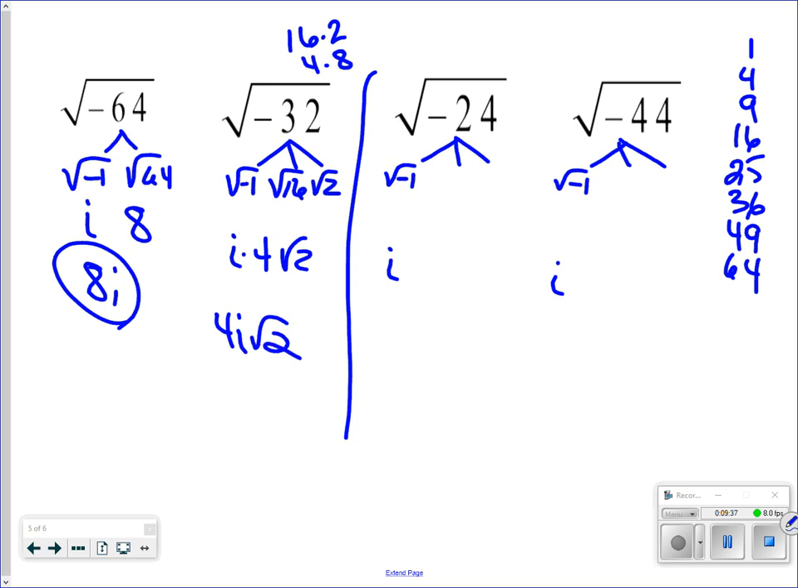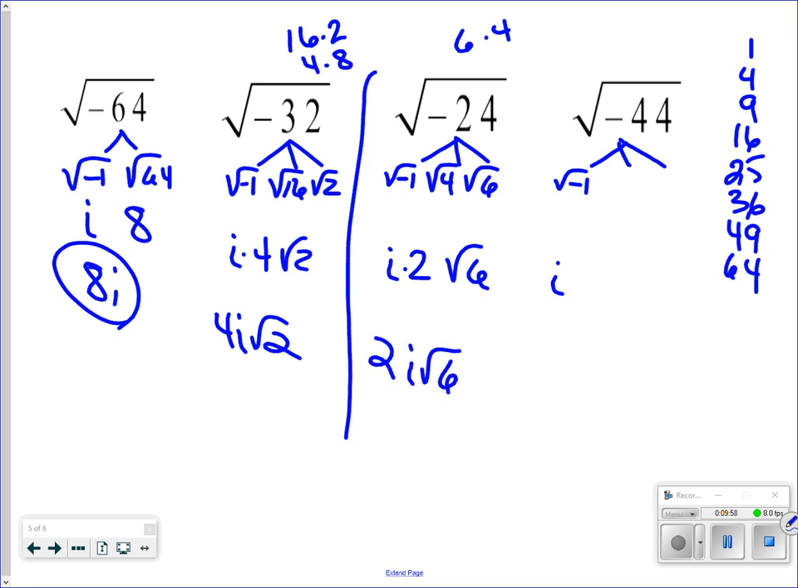4i root 2. 24. What are your 2 numbers you're going to use for 24? 6 and 4. That's the only one that's got a perfect square. Square root of 4 comes from 2. Drop down the square root of 6. Make it look nice.